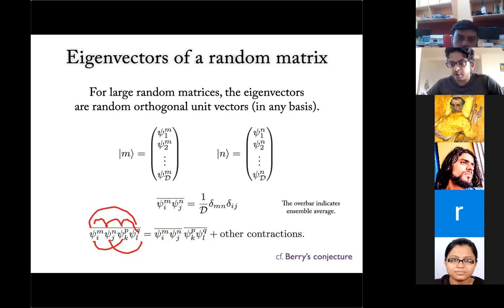And actually, you can forget about the random matrix Hamiltonian to some extent and use this as your starting point. And that's what Berry's conjecture does. It says that the eigenvectors or the eigenstates of a chaotic system have these components which obey this condition. Hope this is clear.